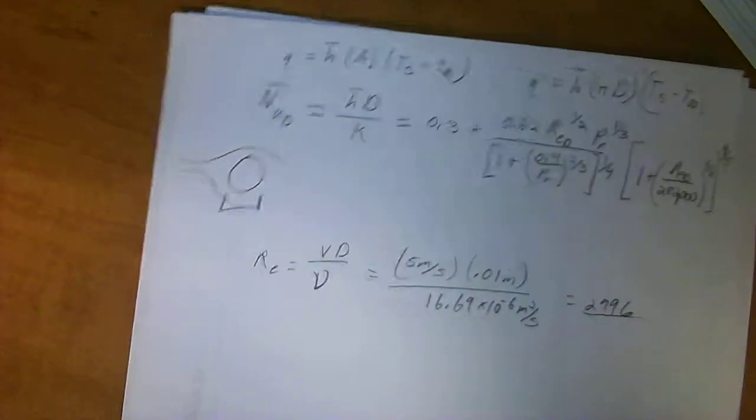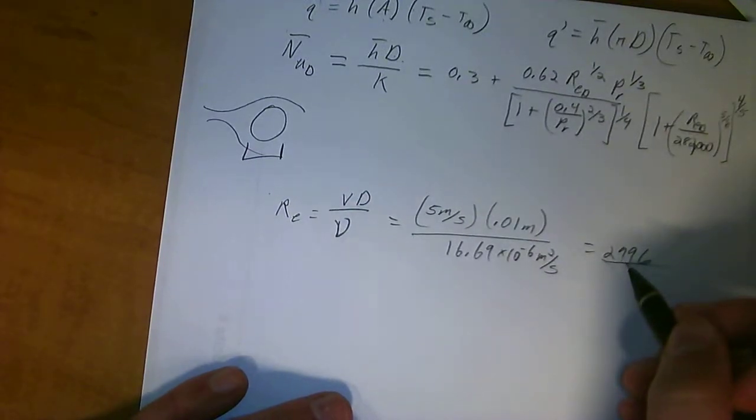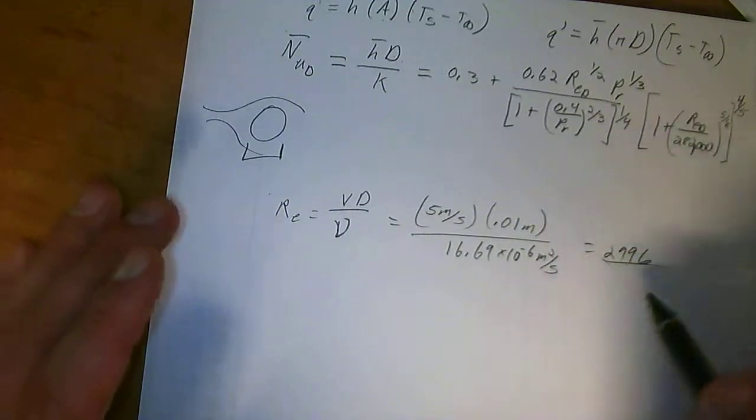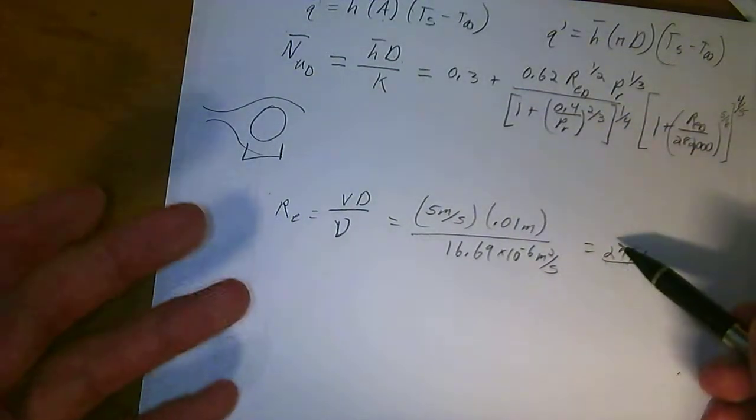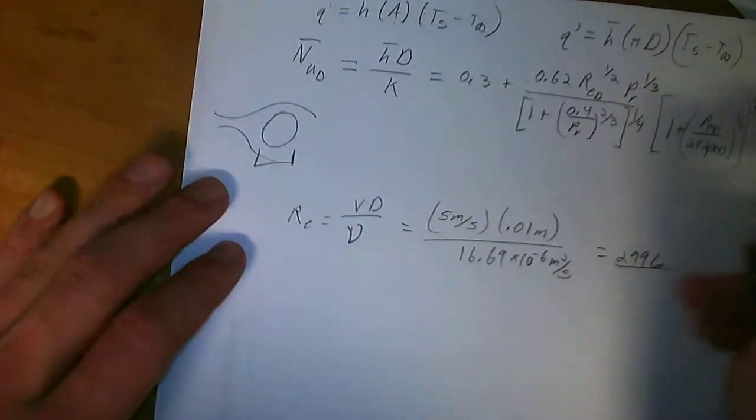Excellent. So now, going into the Churchill-Bernstein, you might consider whether this is turbulent or laminar depending on the problem, but we know that we're using Churchill-Bernstein, so you can just say, okay, I'm plugging this in here because this is the only Reynolds number that I can get.